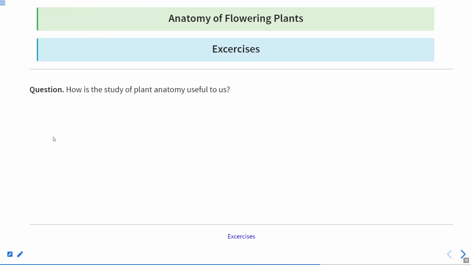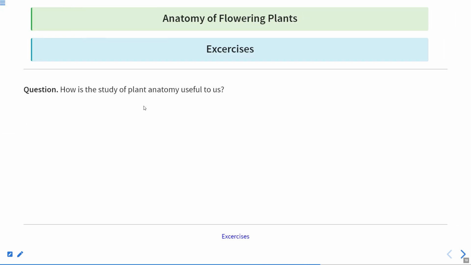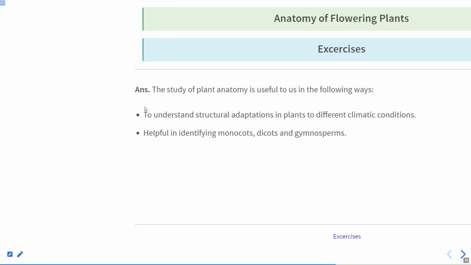Okay. Next question. How is the study of plant anatomy useful to us? Why are we studying plant anatomy as a chapter? In our curriculum, in your syllabus, this anatomy of flowering plants is there. So what is the use of this chapter? Why are we studying this chapter? The question is about that.